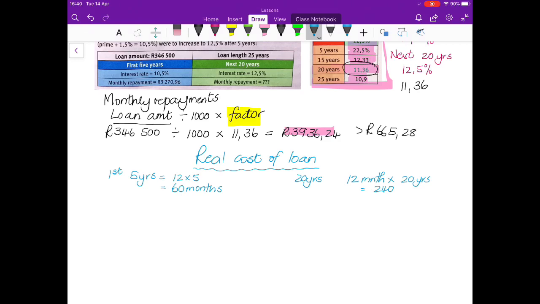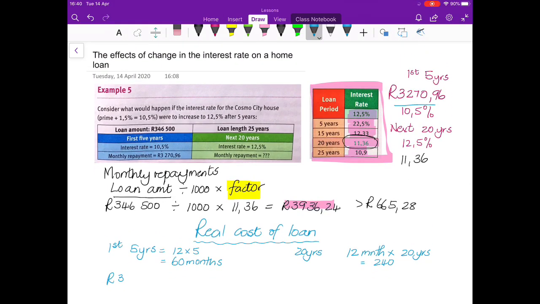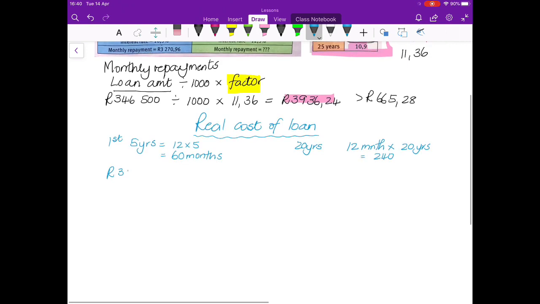Right, let's have a look at what each one of these is going to work out to be. For the first 5 years, you were paying 3,270.96, and we're going to multiply it by 60. If you take out your calculator and do that calculation, you're going to get 196,257.60.